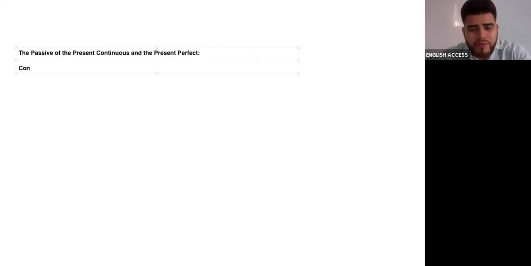For the continuous form, you know, we have this little formula right here. We have the receiver plus is, are, plus being plus the participle. Okay, plus the participle.